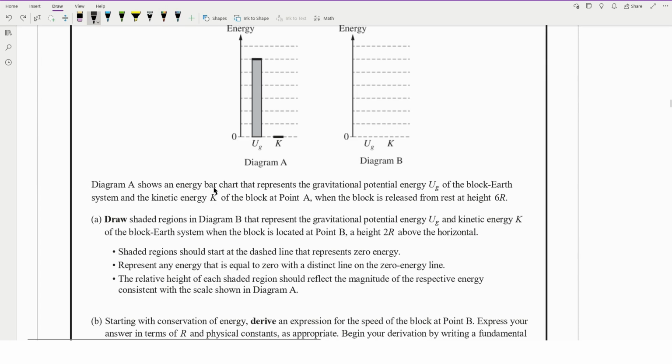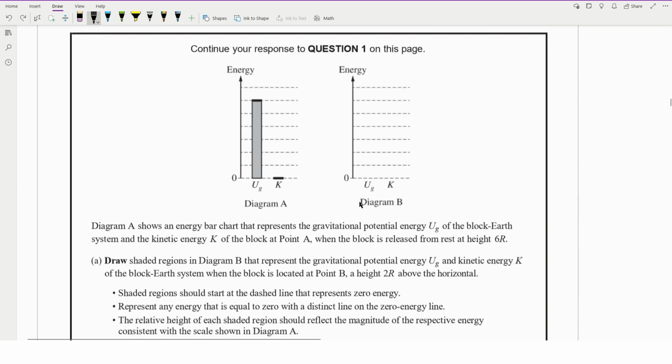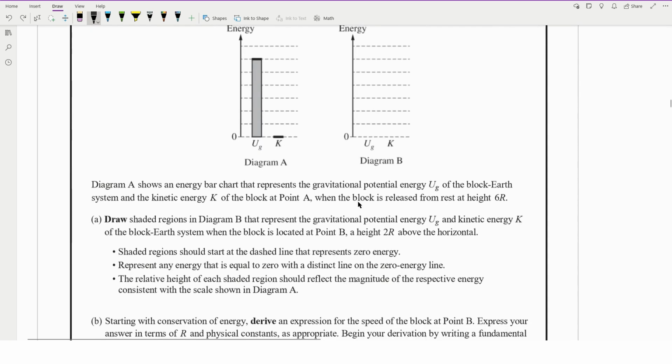Diagram A shows an energy bar chart that represents the gravitational potential energy UG of the block-Earth system and kinetic energy K of the block at point A when the block is released from rest at height 6r. Draw shaded regions in diagram B that represent the gravitational potential energy UG and kinetic energy K of the block-Earth system when the block is located at point B, a height 2r above the horizontal.